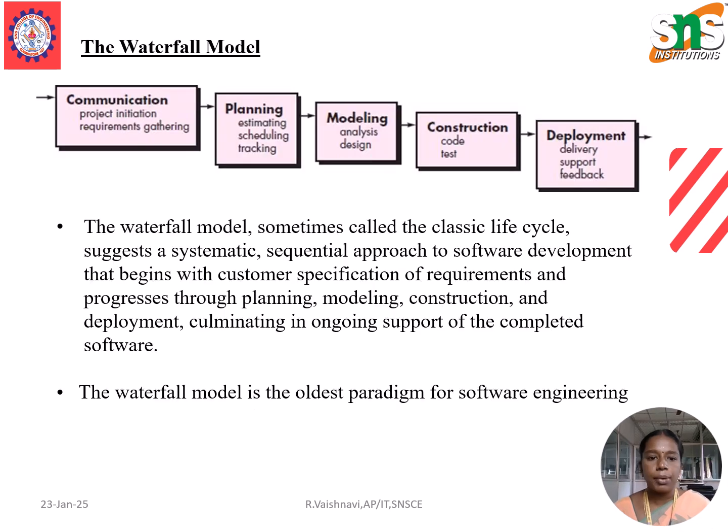In the waterfall model, the first phase is communication, the next one is planning, the third is modeling, the fourth is construction, and then the fifth is deployment. The waterfall model, sometimes called the classic life cycle, suggests a systematic sequential approach to software development that begins with the customer specification of requirements and progresses through planning, modeling, construction, and deployment, and ongoing support of the completed software. The waterfall model is the oldest paradigm for software engineering.